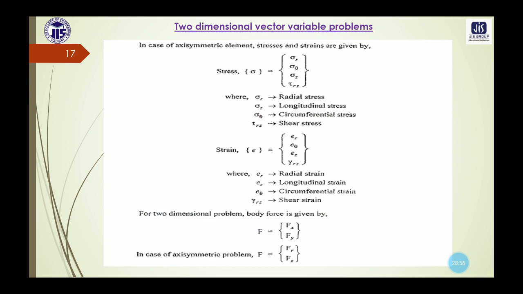Now for a two-dimensional problem, the body force is given by F equal to a column matrix of Fx, Fy, but in an axisymmetric problem, F equals a column matrix of Fr, Fz. So these are the formulas for the stresses and strains in the axisymmetric element, and we have also seen the formula for the body force.